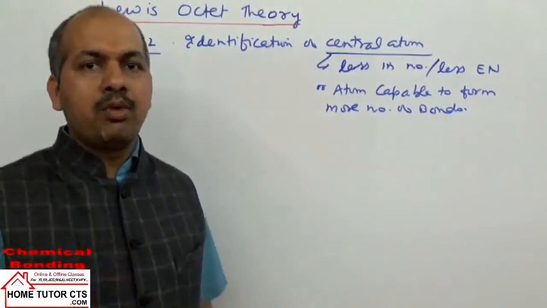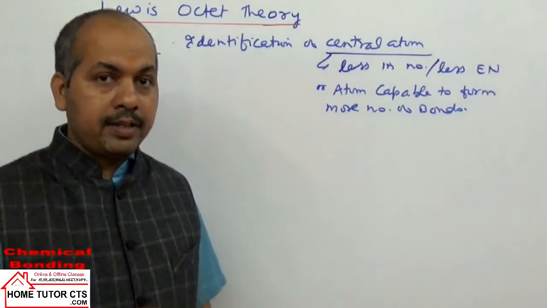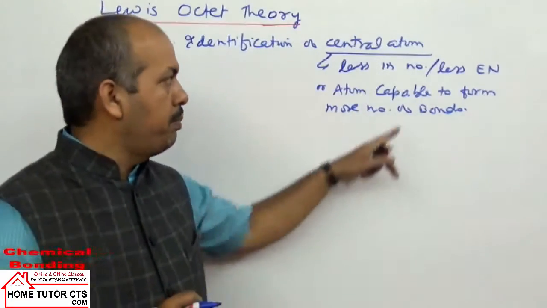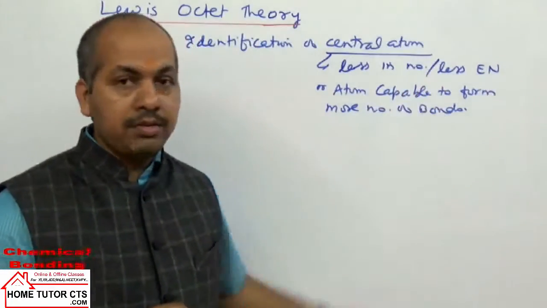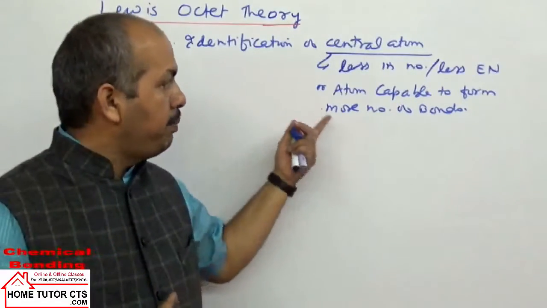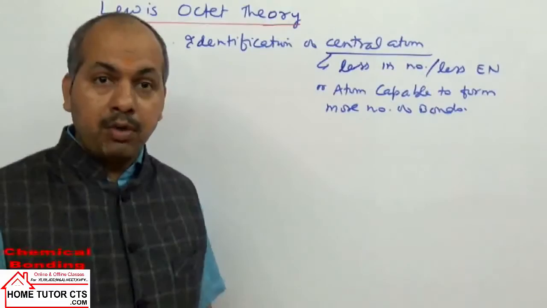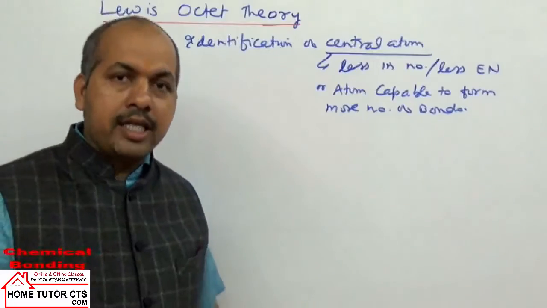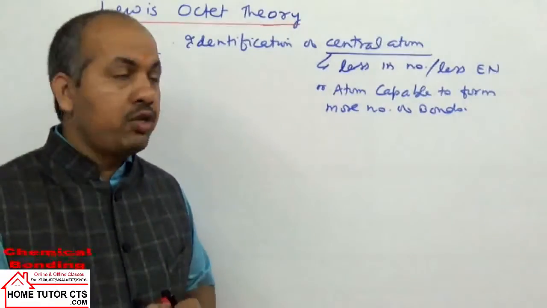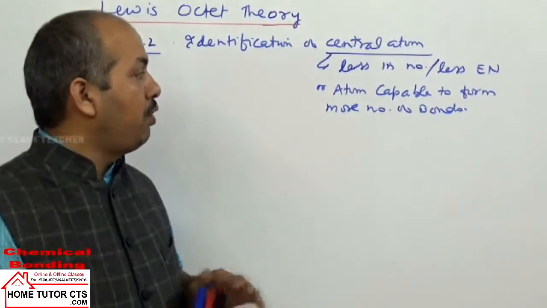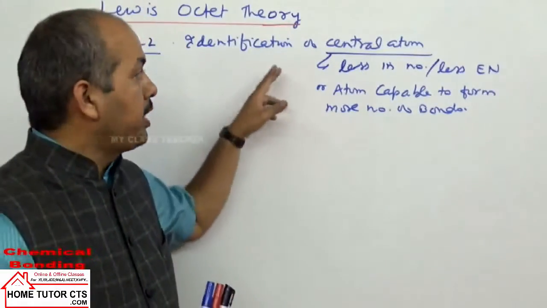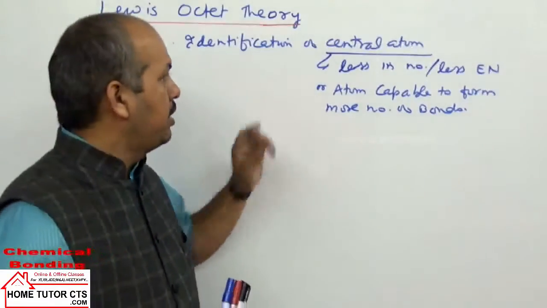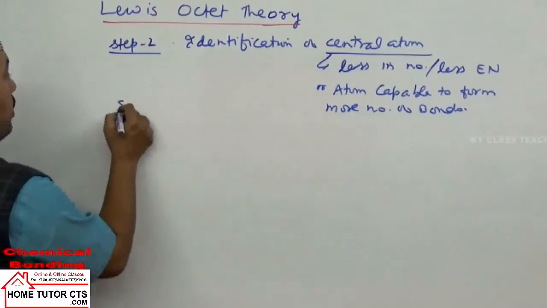Simple. Suppose you are given the carbonate ion, CO3 2 minus, then there is 1 carbon and 3 oxygen, so carbon will be taken as the central atom. Compared to oxygen, carbon is less electronegative, and carbon can form 4 bonds, while oxygen cannot. So in either case, the atom less in number, or the less electronegative atom, or the atom capable of forming more bonds is taken as the central atom. I hope it's clear.